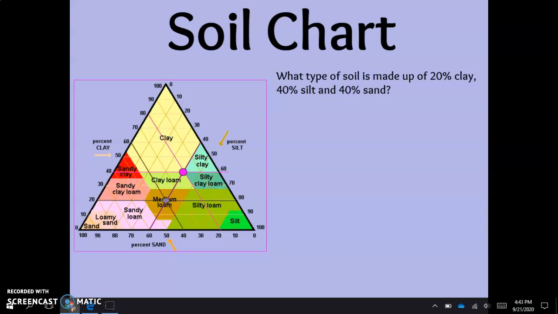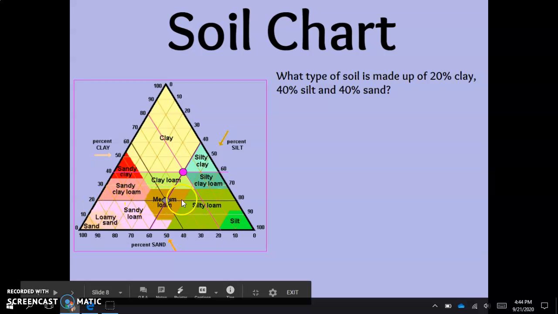It says, what type of soil is made up of 20% clay, 40% silt, and 40% sand? So first, let's look for our clay. It says 20% clay, so I'm going to find our 20% here and follow this over. We know that our clay is along this line. Now 40% silt. Silt is on the right-hand side of the triangle, so here's silt right here. Here's 40, so I will follow that down.